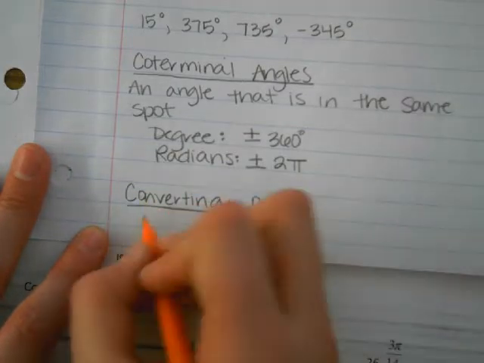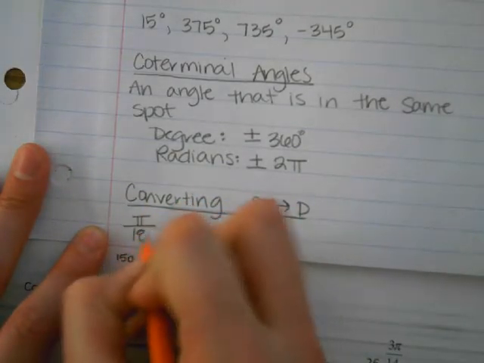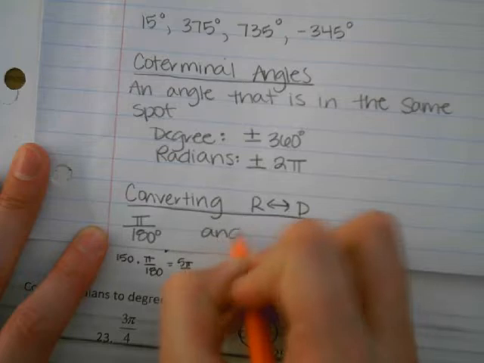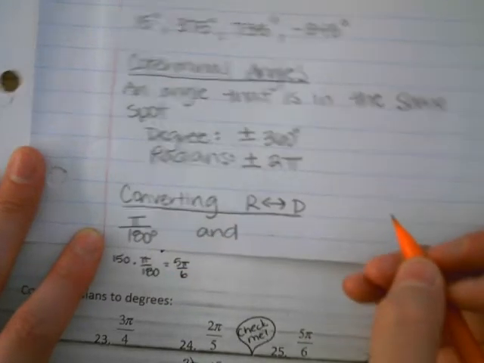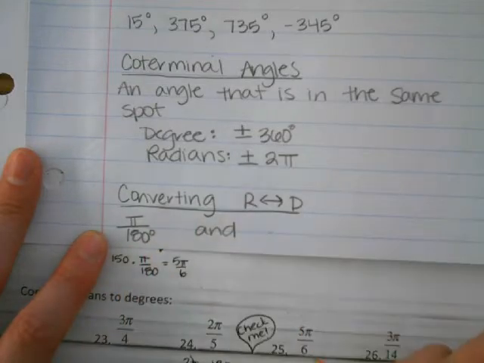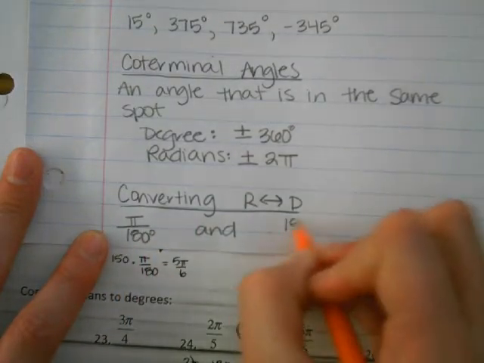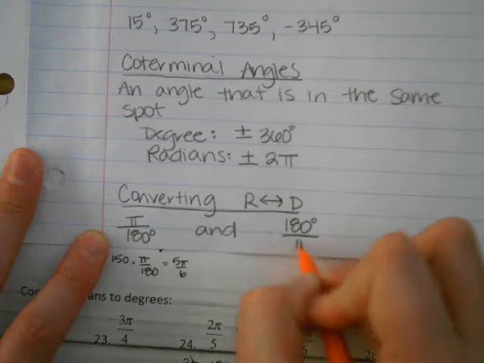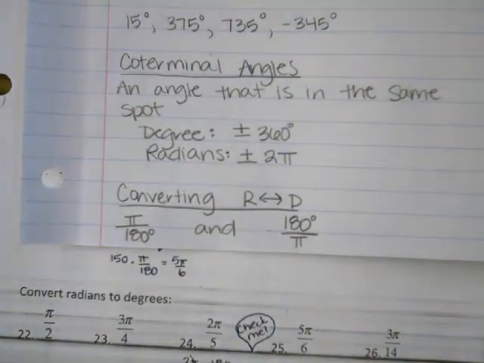Pi over 180 degrees, and what was the other one? It's very similar to this one. 180 over pi, yeah. So pi over 180 and 180 over pi. Those are the two different fractions that we use to convert things, okay?